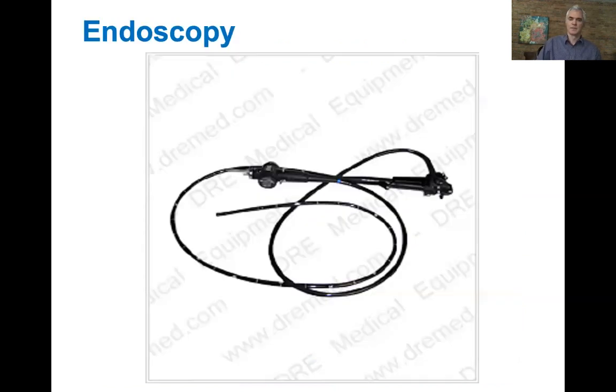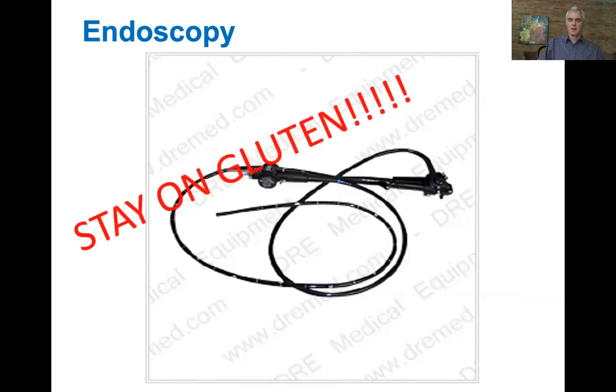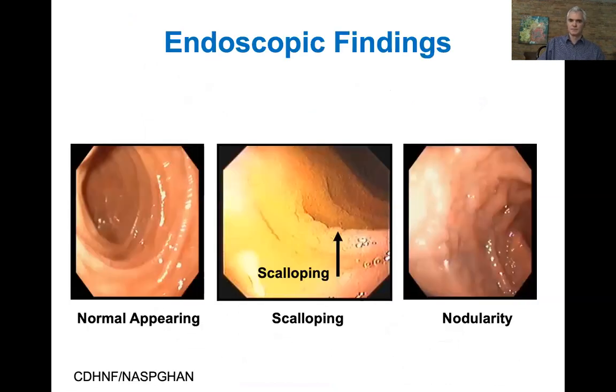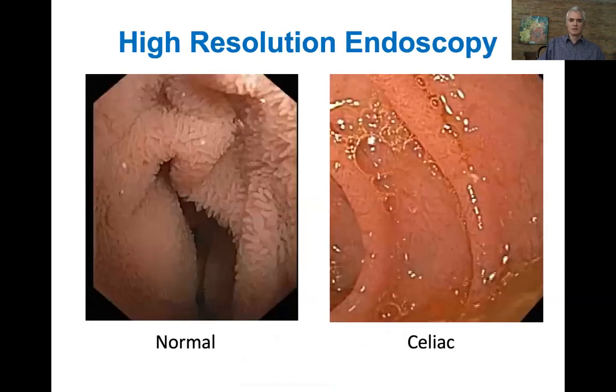The next step is endoscopy, and probably the most important point from this talk, please, until the patient has undergone endoscopy, keep them on a gluten-containing diet. On the endoscopy, sometimes you can see visual changes, such as scalloping in the middle panel or nodularity seen here in the duodenum on the far right. At a higher resolution, you can see on the left the nice normal duodenum with villi projecting into the small intestine. On the right, at the same magnification, these villi are gone and it is completely flat.